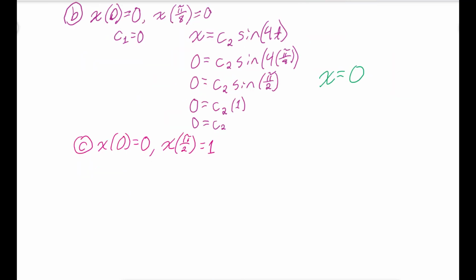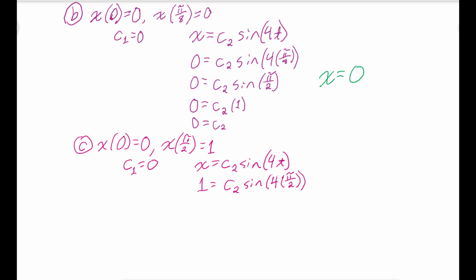Now let's consider one last pair of boundary conditions. This one being x of 0 equals 0 and x of pi over 2 equals 1. So again, when we plug in 0, 0, we know that we're going to find that c1 equals 0. And we know that when we substitute 0 in for c1, we'll have x equals c2 sine of 4t remaining. So now all that's left to do is to plug in my second boundary condition. So I'll put pi over 2 in for t and 1 for x. And this will give me 1 equals c2 sine of 4 times pi over 2.